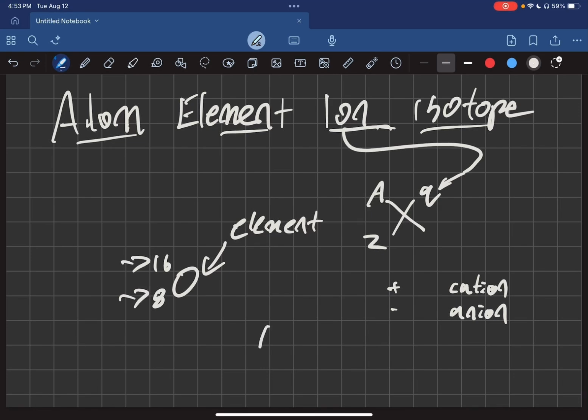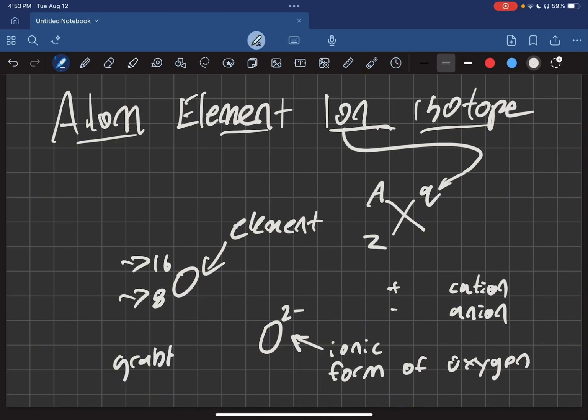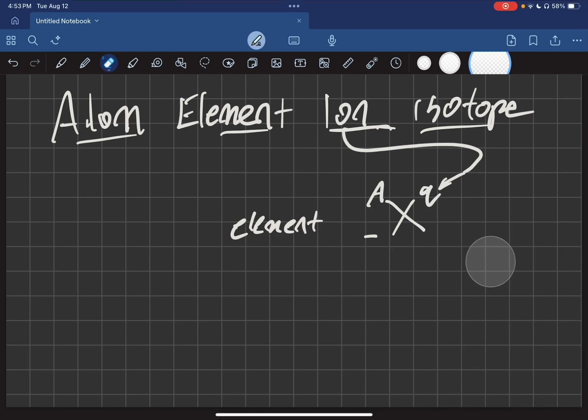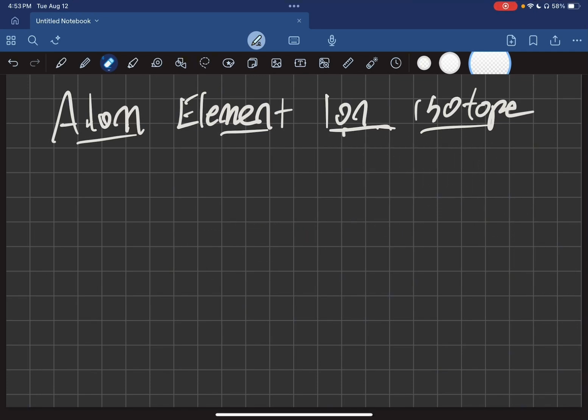But you also might see O2 minus. And you're like, okay, what does O2 minus mean? Well, O2 minus is going to be the ionic form of oxygen. And all this is telling you is this specific oxygen has grabbed 2 electrons, and in doing so, become an ion. So it is the ionic form of oxygen.